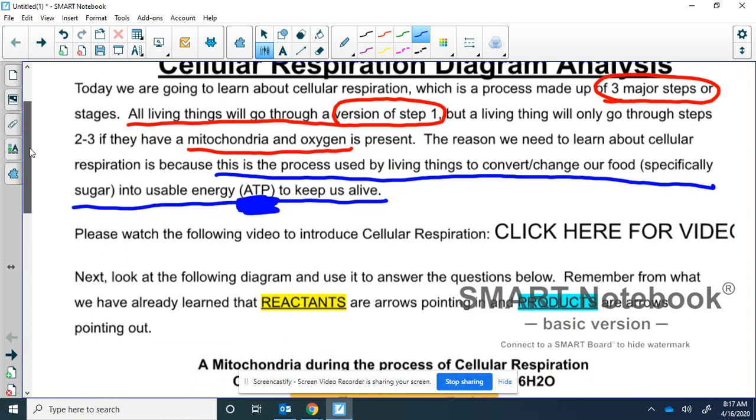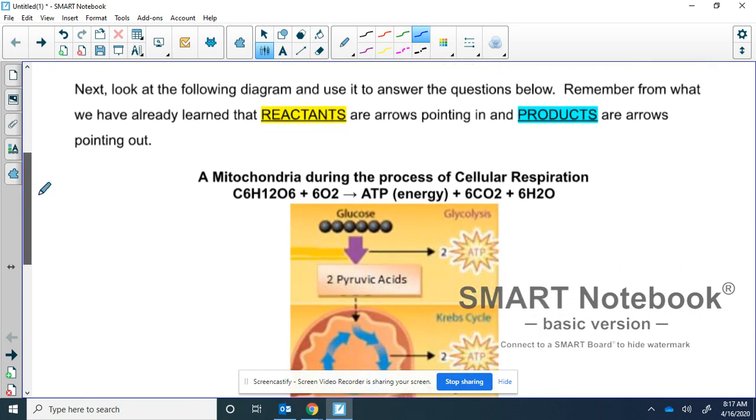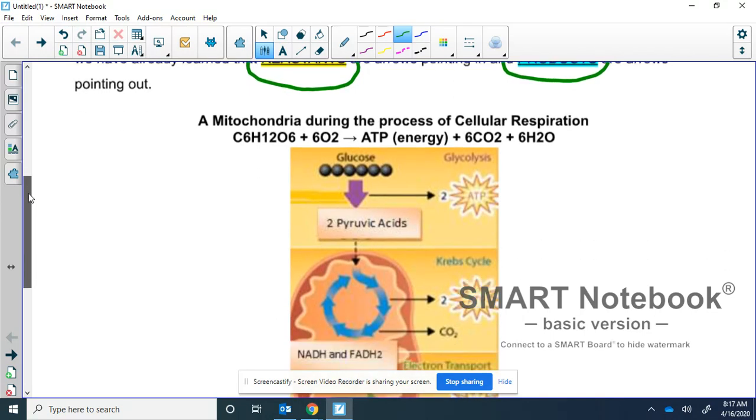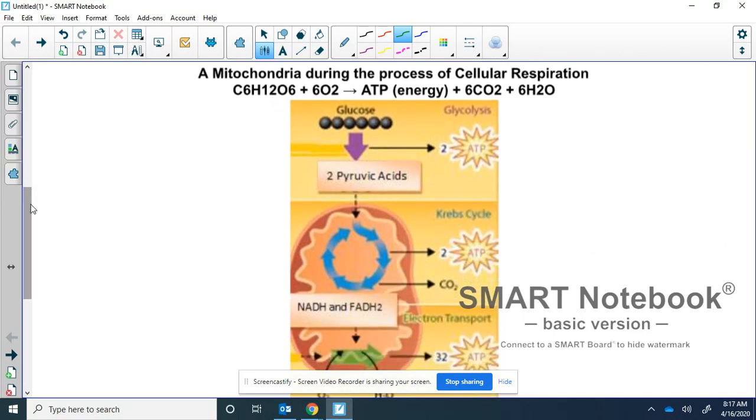So at the bottom, we are going to look at a diagram, and you're going to be looking at this diagram to complete your homework assignment. Remember, when we are looking at this diagram, and we've gone over this before, reactants are the arrows pointing in and products are the arrows coming out. Now I'm going to break down this diagram a little bit, and then I'll let you guys spend the rest of your time today working on answering these questions.